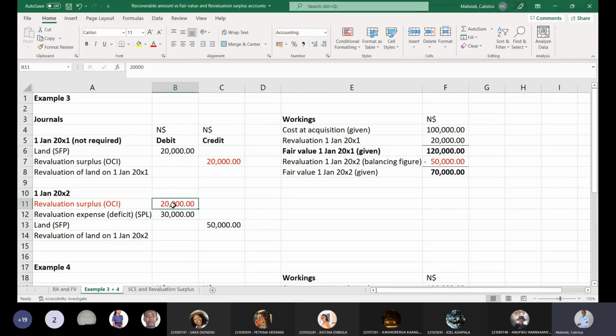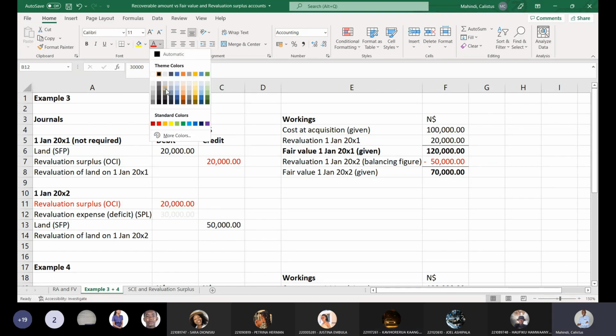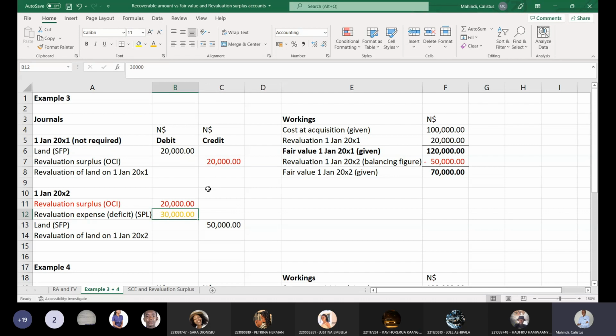We reverse that. And what is the difference that should be recorded as a revaluation expense? The difference that should be recorded as a revaluation expense is 30,000. Okay, so this 30,000 should be recorded as a revaluation expense. 30,000 plus 20,000 gives us the whole reduction in the value of the land, which is actually 50,000.